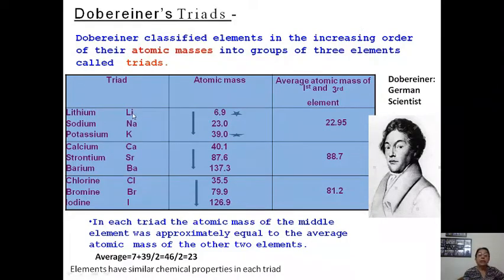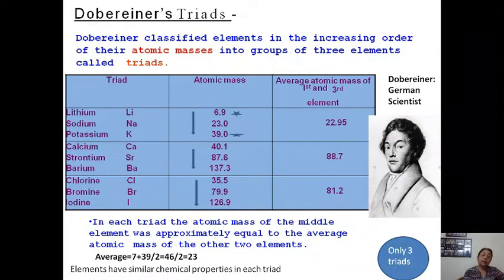Means in each triad, for example, in the first triad, lithium, sodium and potassium, they will have the same chemical properties. But the limitation of the Dobereiner's classification was that at that time only 30 elements were known, and Dobereiner could make only 3 triads out of those 30 elements.